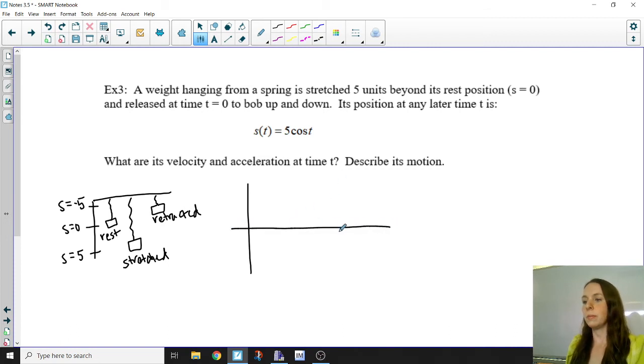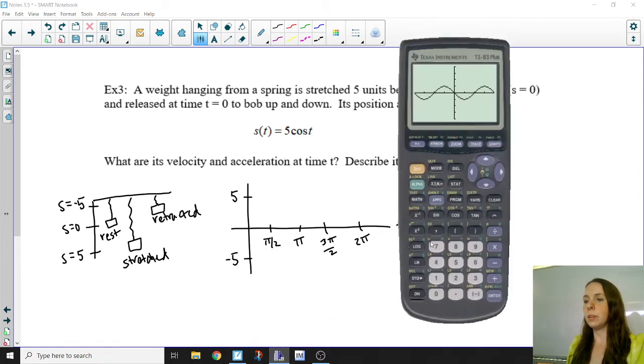So let's just do one period here, and we'll use pi over 2, pi, 3 pi over 2, and 2 pi as different points in time. And then we have positive 5, negative 5. Just to prove to you with the calculator, because sometimes we like to see that, 5 cosine of t, I'm going to use x.